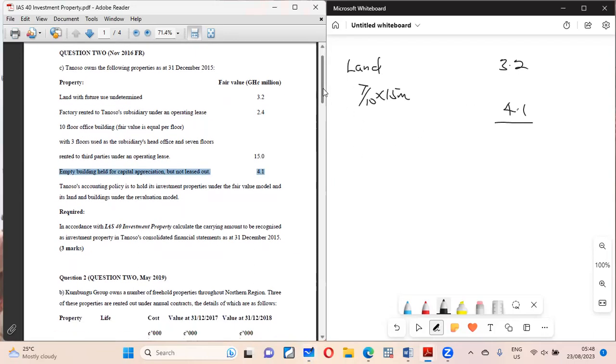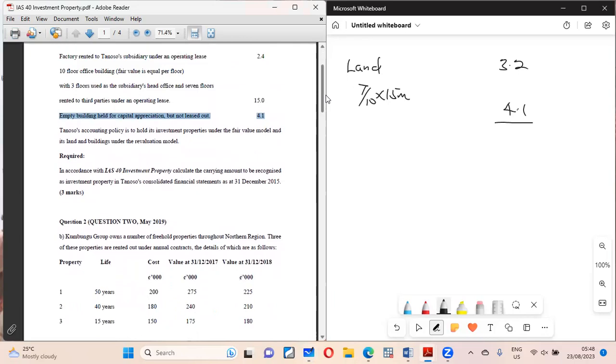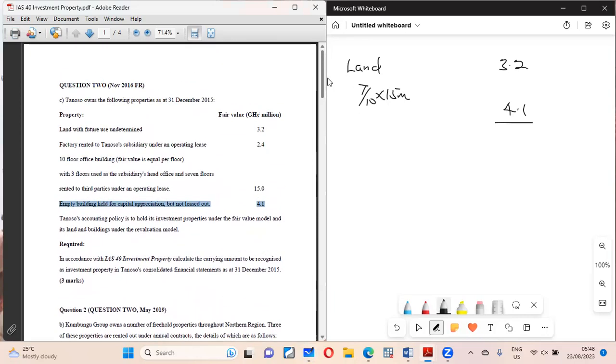7 divided by 10 times 15 is 10.5. All right. So when you add everything up, I think here will be 8 and here will be 17.8. So that is that. That is the question. It looks simple, but you have to think.